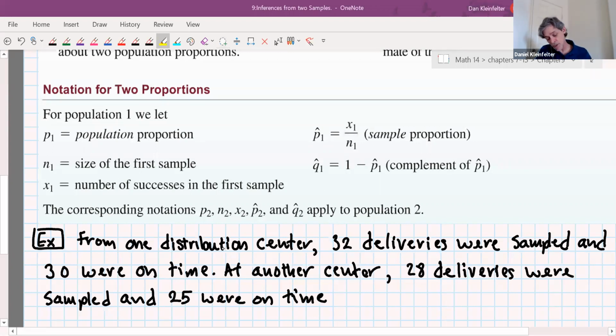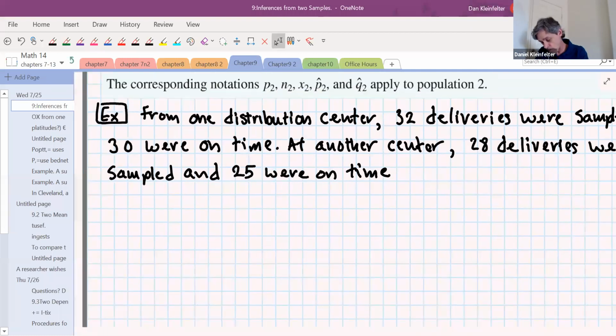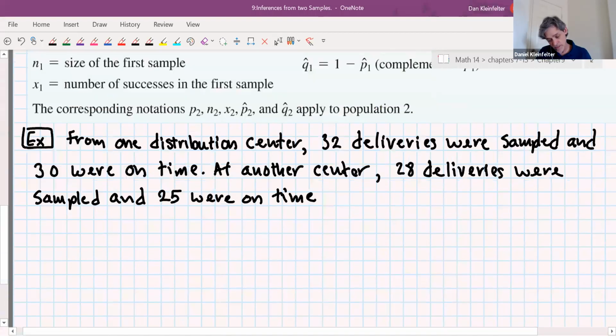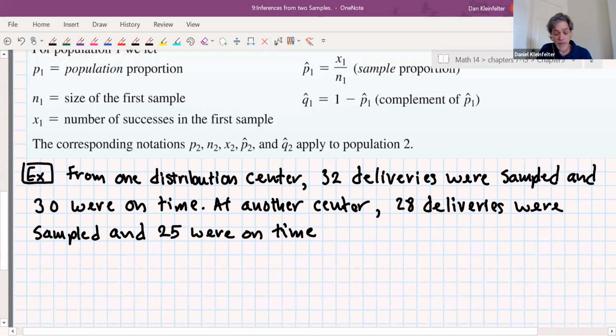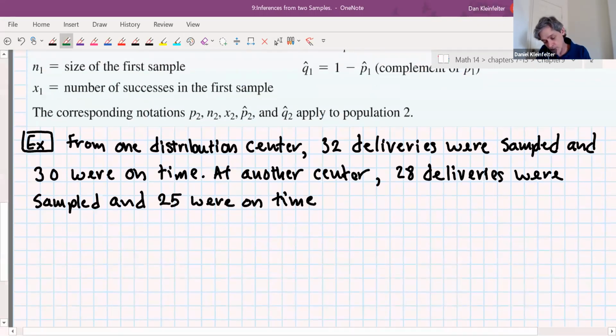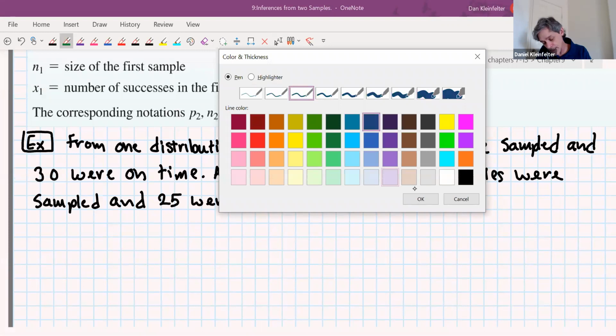Okay, so just to make sure that we understand what is going on here, let's try this example. It says from one distribution center, 32 deliveries were sampled and 30 were on time. At another center, 28 deliveries were sampled and 25 were on time. So we would like to know some of these numbers. So the two populations are going to be the two sets of deliveries from the two distribution centers. So let's see what we have.